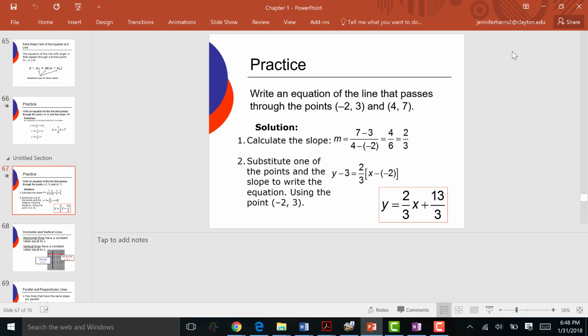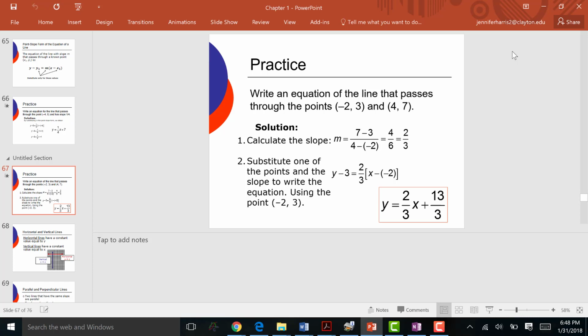Do I have a slope? Can I figure out the slope? Can I calculate the slope? Yes. Okay, so after you see that you're given 2 points, you've got to calculate. So this is step 1. Calculate the slope using your 2 points. Do you remember the slope formula?